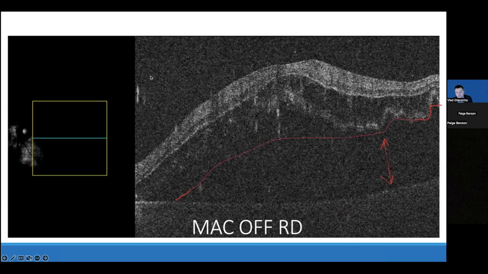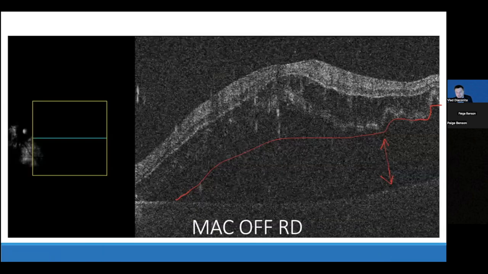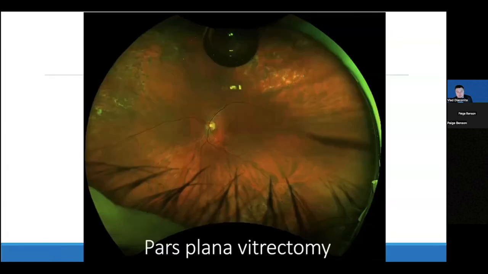And again, Mac off RD, the retina ends here, and the space in between is fluid. And this is what it looks like. This was today, actually. So that's why I put it in here. I saw him today, post-op week two, and he's now flat. Now, all the black stuff here was laser from the original retinopexy. None of this laser I did.